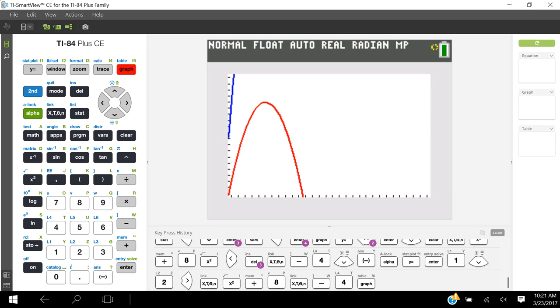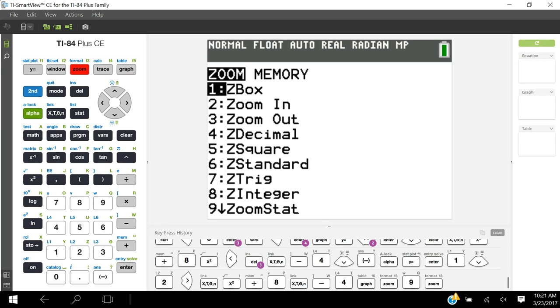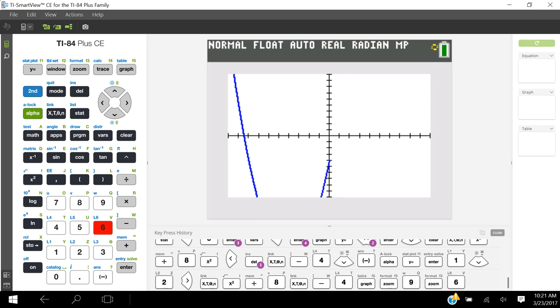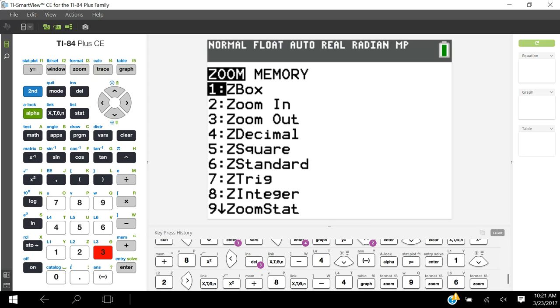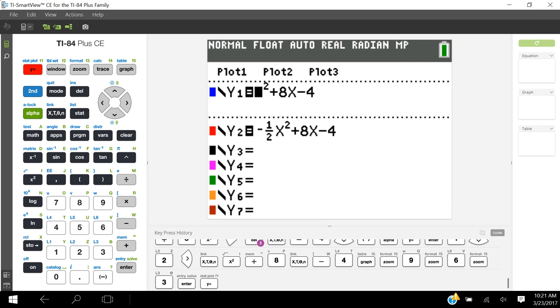They're not the same graph though. Zoom 9, wrong. Zoom 6. Okay, there's my first graph. There's my second graph. Let's zoom 3. There's my first graph. Did I do them in the wrong order? I think I did them in the wrong order. Let's look again. Okay, so yeah, my first one is blue.